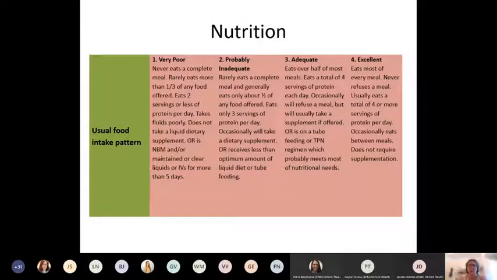So for example, adequate: they eat over half of most meals. They eat a total of 4 servings of protein each day. They might refuse a meal, but might take a supplement instead. And I can think of very many patients that we get referred who aren't even close to adequate. So please do look at that one in detail.